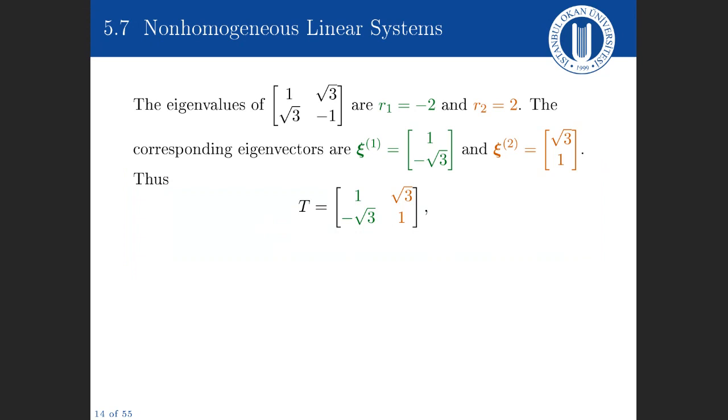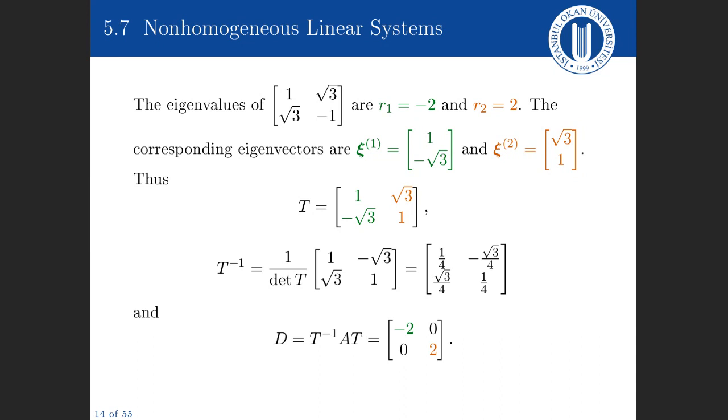We need the eigenvalues and the eigenvectors. Here they are. And then we can write down the transition matrix T. T inverse we can calculate, and D. If we wanted to, we can calculate T inverse AT, or we can just say we know that this must be a diagonal matrix, and we must have the eigenvalues on the main diagonal. We could just write down that D is [-2, 0; 0, 2].